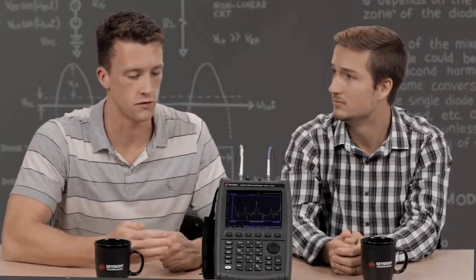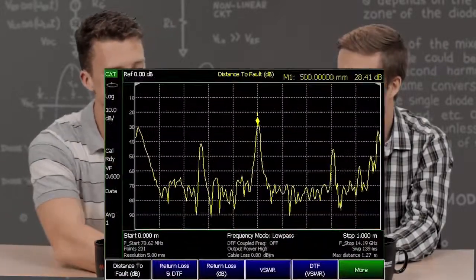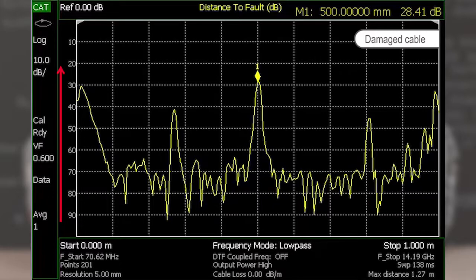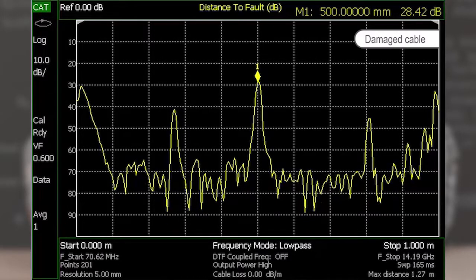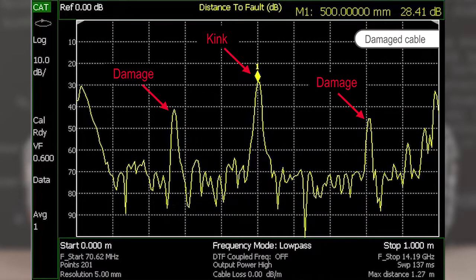So we've actually entered in the parameters of our cable into the FieldFox so it knows how to make that distance to fault measurement. Along the x-axis, we have distance measured in meters, and we've entered in 1 meter because that encompasses the length of our cable. Along the y-axis, we have power in dB. And what you'll see on the screen is 3 peaks. The first and third peaks represent where the power is reflected off points in the cable where we've poked a pin. The center peak represents a kink in the cable, which also reflects power back to port 1.